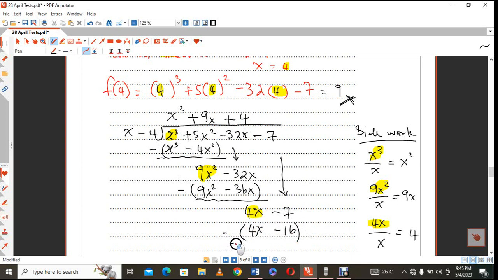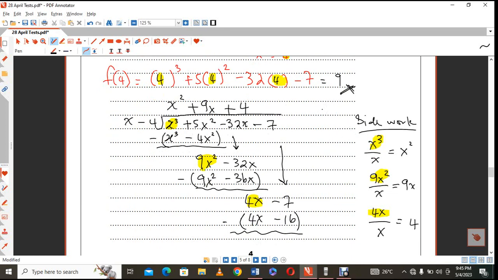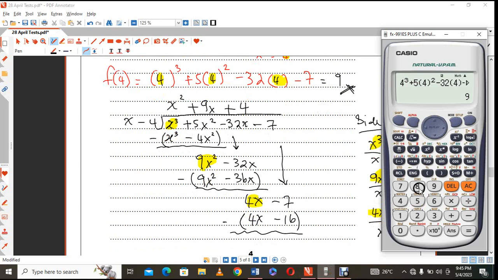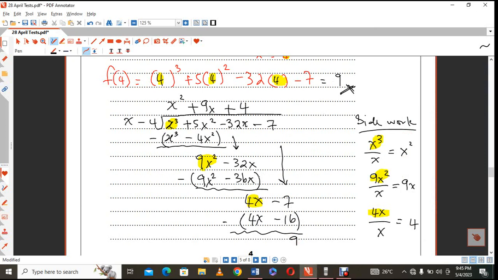Go ahead and subtract, and here's the beauty. If you are subtracting, obviously the 4x is cancelled, but if you get here, and I'll bring in the calculator so you can see. So if you press negative 7 minus negative 16, guess what? You get 9, which is our remainder from before. All right, so that is the way to do it.